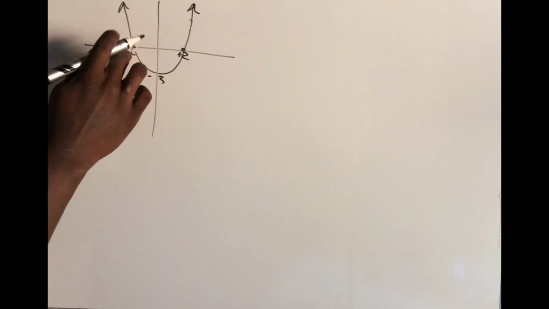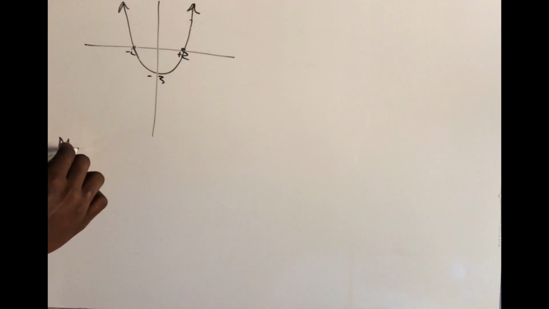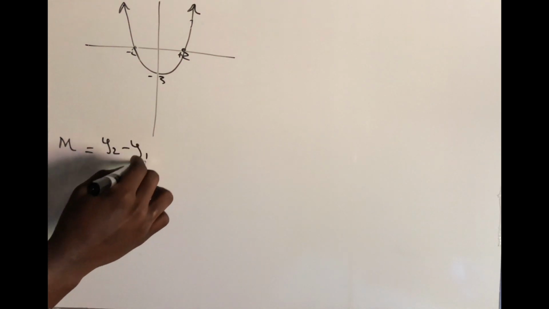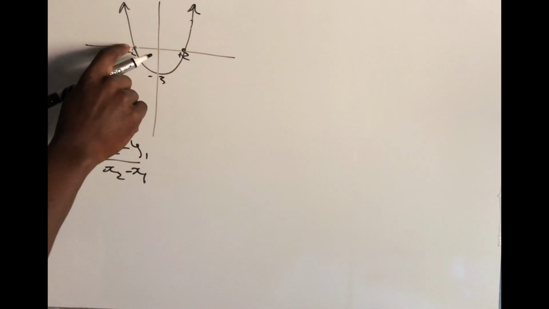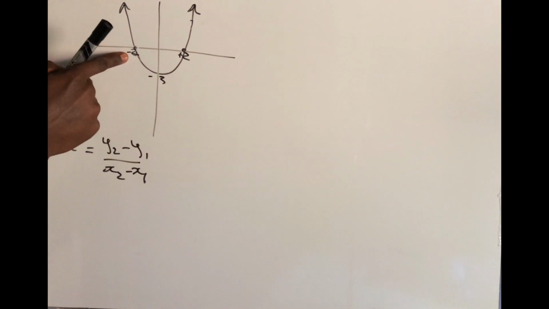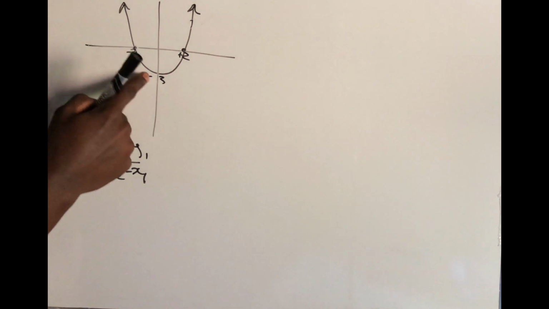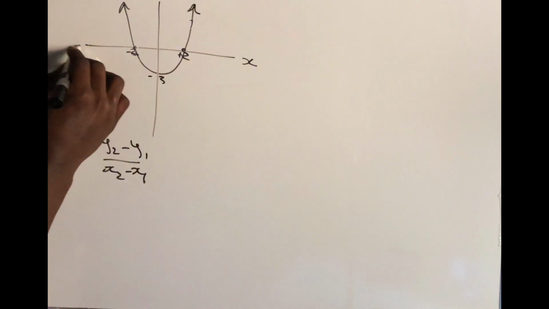So now we use what we know. You remember, when calculating a gradient, we use y2 minus y1 over x2 minus x1. So instead of them saying calculate the gradient, they will simply say calculate the average gradient at x equals negative 2 and x equals 0. So we can see here x is negative 2. And we can see here x is what? X is 0.